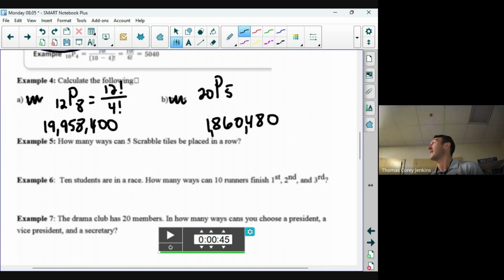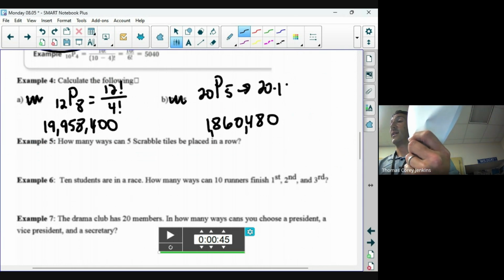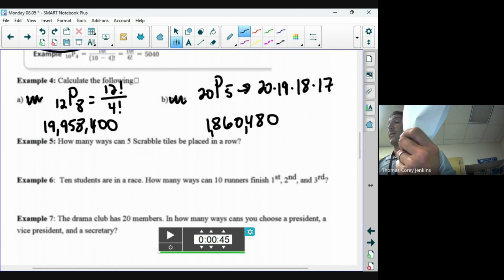Okay, so we went over how to type that in using a graphing calculator. It looks like a lot of you guys have that. That's great. If you don't have a graphing calculator, the easiest way to type this in would be 20 times 19 times 18 times 17. So we're going 1, 2, 3, 4, 5 spots. Okay. That's what you can type in. Hopefully that helps.